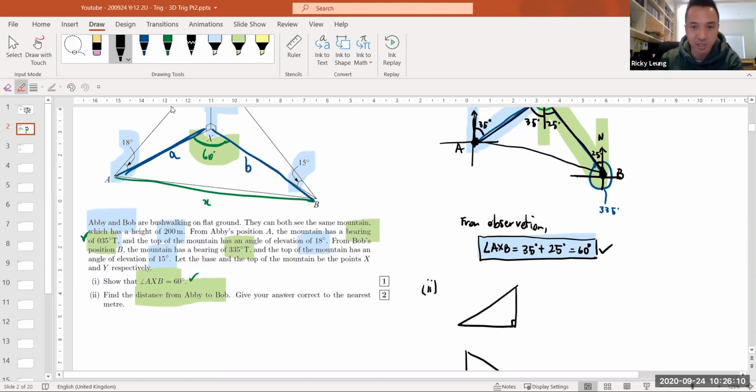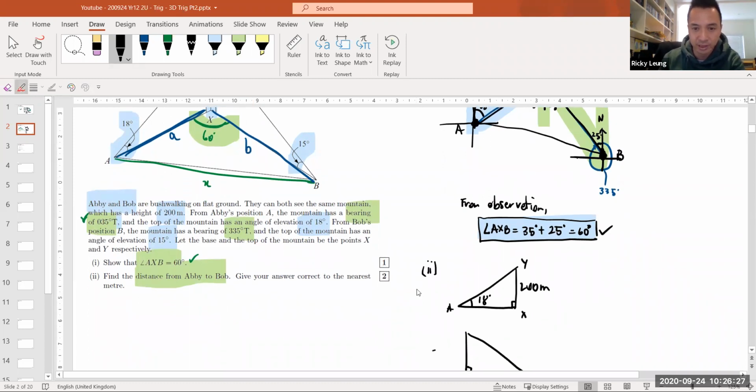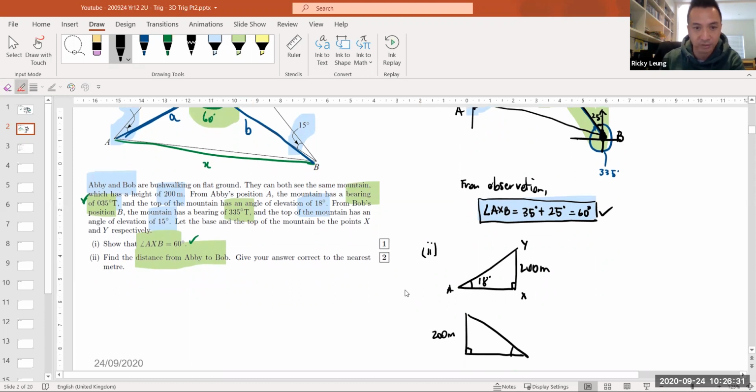So let's start with the triangle AXY, where I know how high is that? 200 meters. I think the last question was 200 meters as well. 200 meters there, right? The angle of elevation there is 18 degrees. The same is true for the second triangle, where this angle of elevation here is 15 degrees. And then all I got to do, put in A, put in B, and use SOHCAHTOA to do this, yeah? Which is always, in this case, 10.